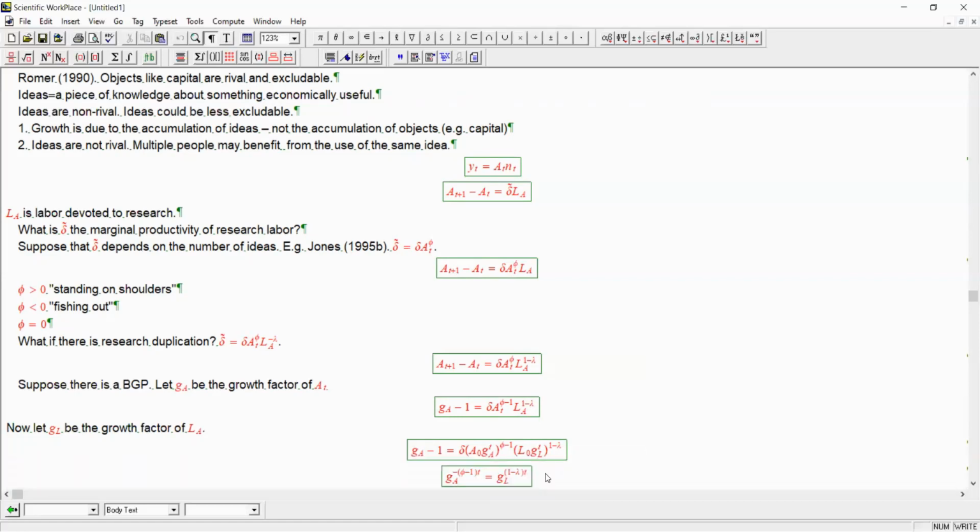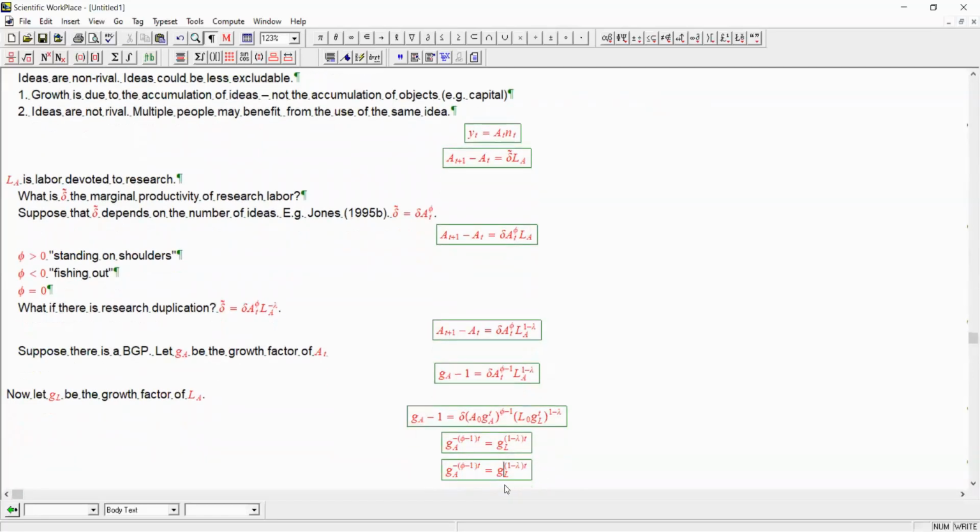And finally, what does that give us? It gives us that G of A equals G of L, this power. There we go.